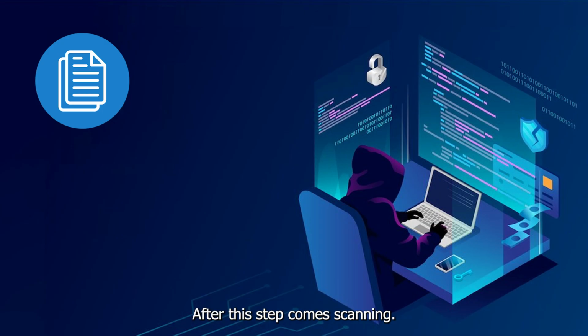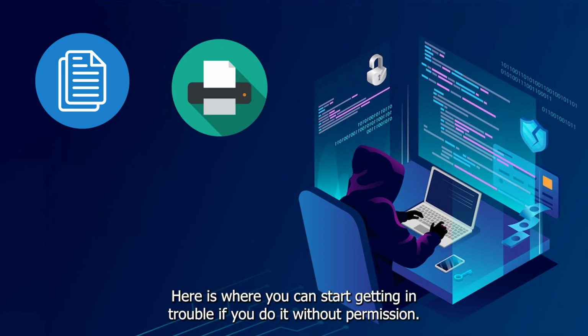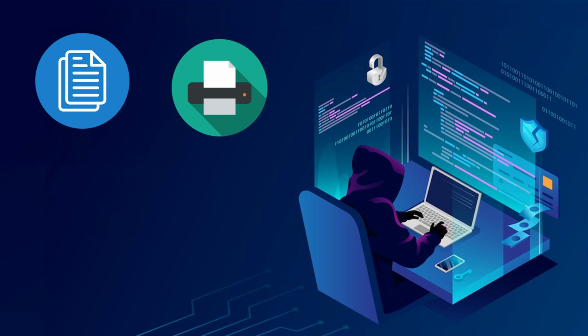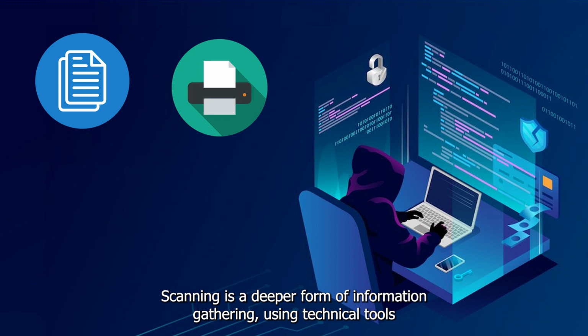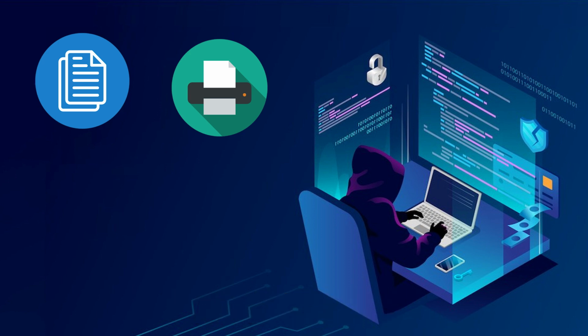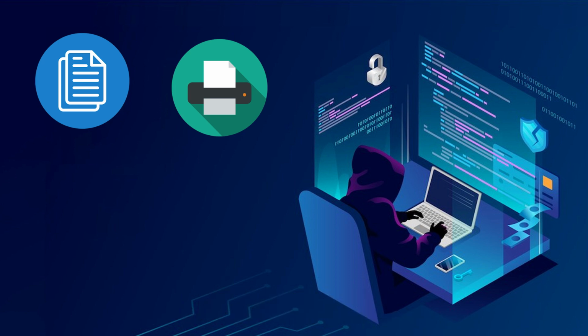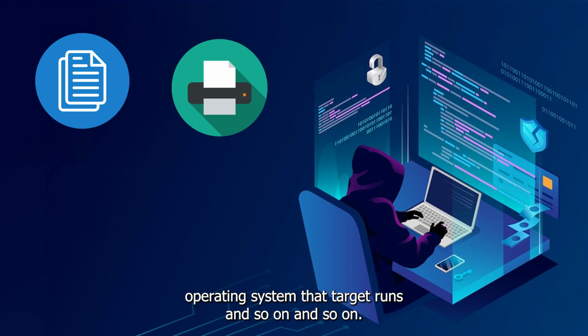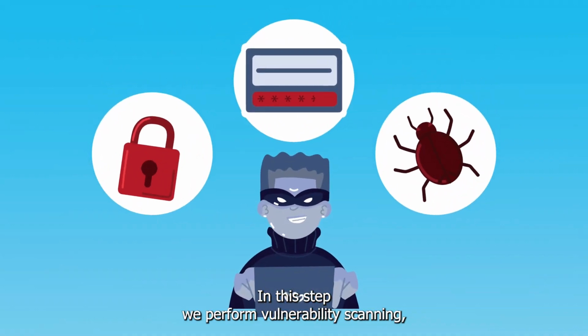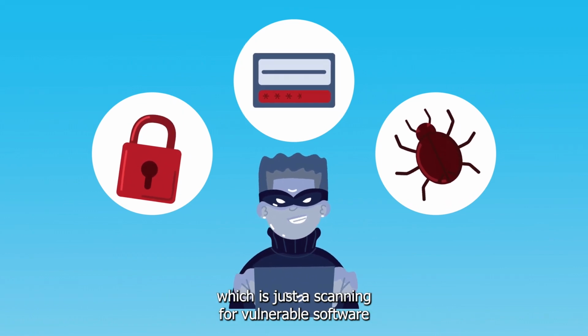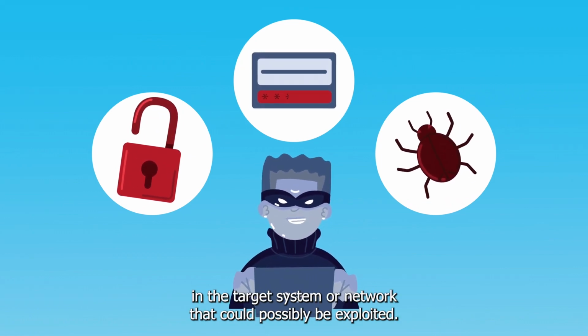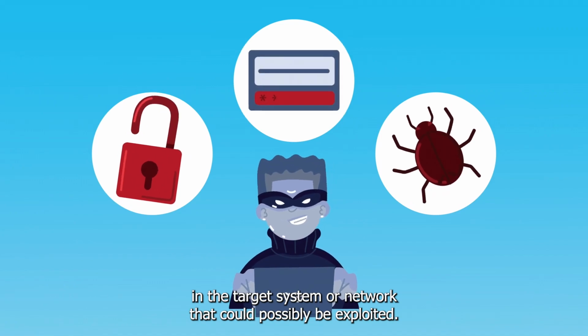After this step comes scanning. Here is where you can start getting in trouble if you do it without permission. Scanning is a deeper form of information gathering, using technical tools to find openings in the target and in the system that you are attacking. These openings can be gateways, open ports, the operating system that the target runs, and so on. In this step, we perform vulnerability scanning, which is just scanning for vulnerable software in the target system or network that could possibly be exploited.